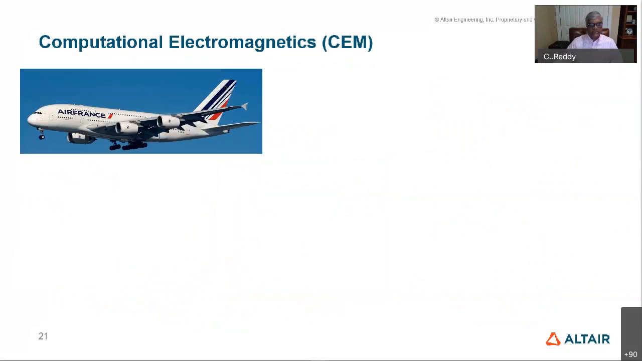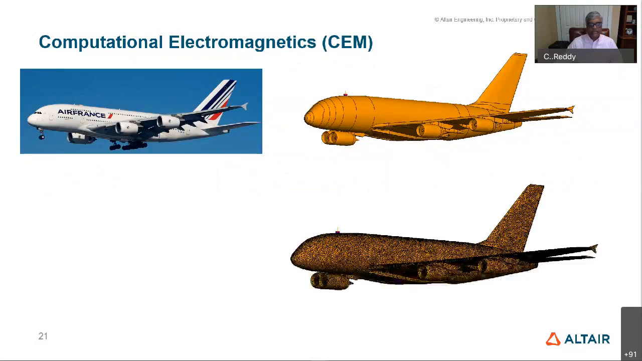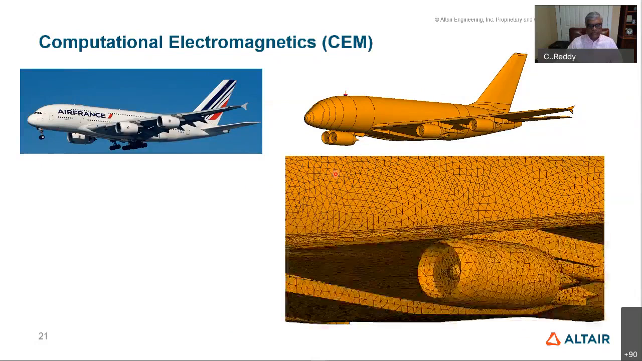So just as an example, if you take an aircraft like this one, you make a CAD model of that. There is a small antenna on the top. These are typically the blade antennas they put on the top for ground communications. Then you discretize it, that is, make that into small parts. If you look closely, they are triangles, and you solve Maxwell's equations on each triangle.